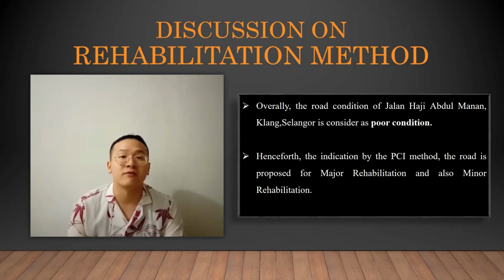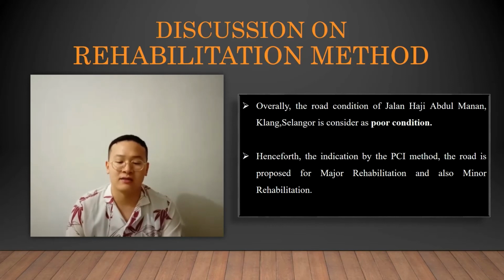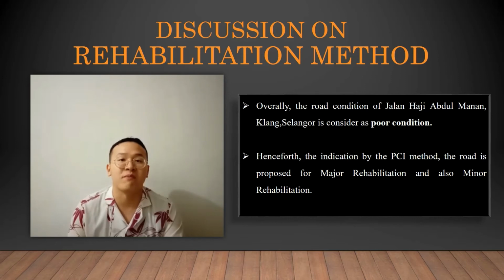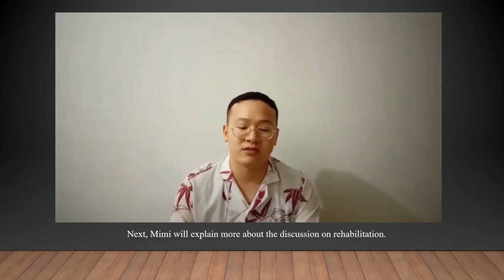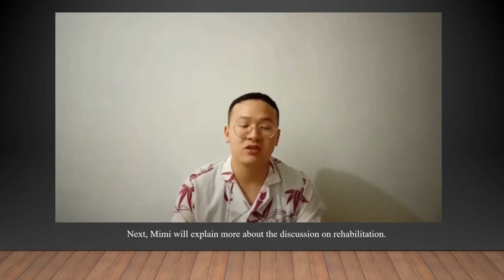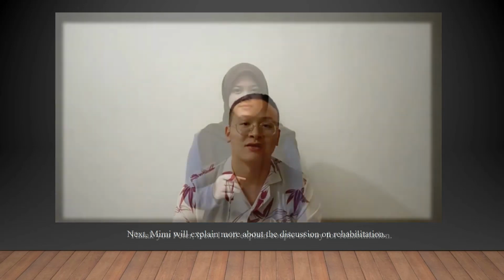Overall, the condition of the road, the Jalan Haji Abdul Manan Klang Selangor, is considered as poor condition. Hence, from the indication by the PCI method, the road is proposed for major rehabilitation and also minor rehabilitation. So, next, Mimi will explain more about the discussion on rehabilitation.